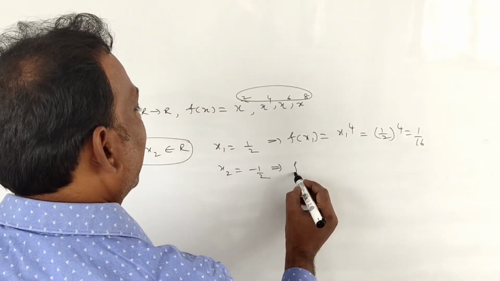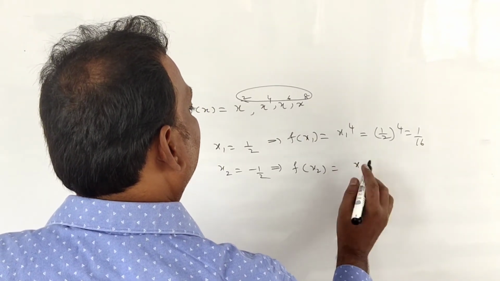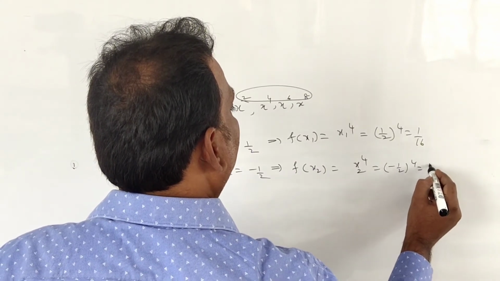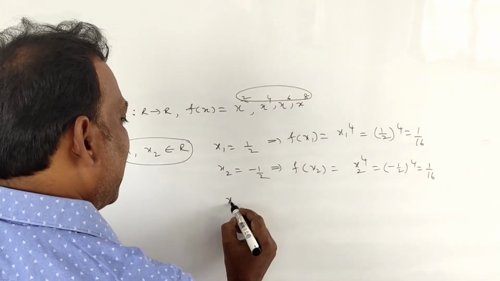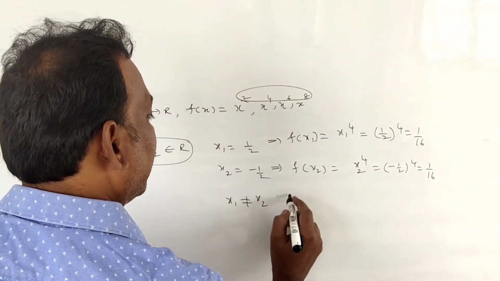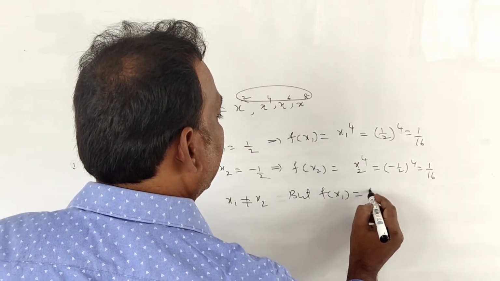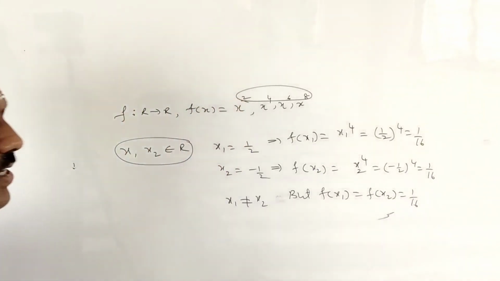x2 is minus 1 by 2. So f of x2 is equal to x2 power 4. Here minus 1 by 2 whole power 4, you are getting 1 by 16. So inputs are different, x1 is not equal to x2, but f of x1 and f of x2 both are getting the same output. Correct, students? That's why it is not 1-1.